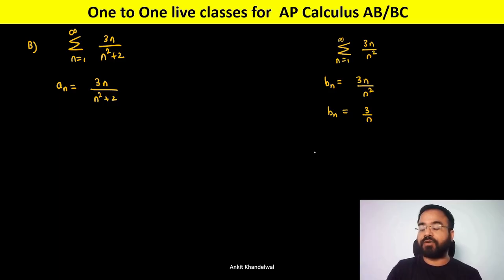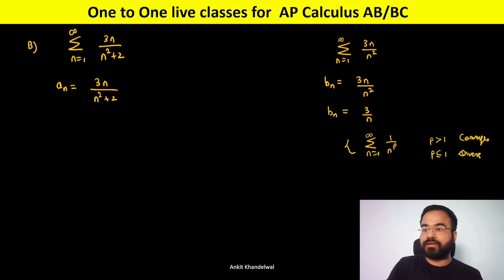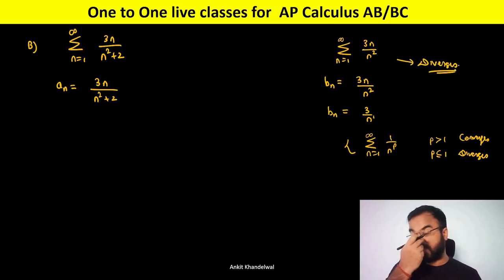So this is in the form of the p series test. What does the p series say? Sigma 1 upon n power p, n goes from 1 to infinity. If p is greater than 1, then it converges, but if p is less than or equal to 1, it diverges. So right now the p value, which is the exponent of n, is 1. 1 means diverges. So this series diverges.